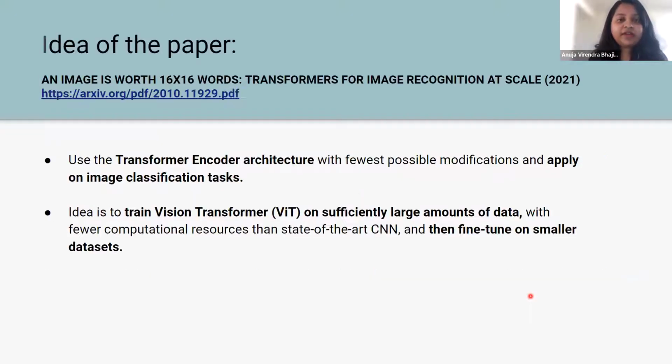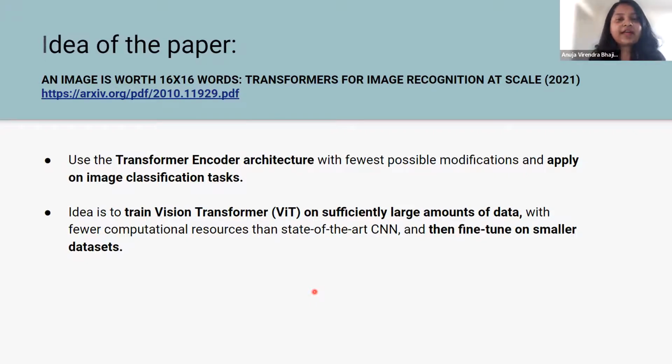With this motive in mind, the researchers at Google tried to use the transformer encoder architecture on image classification tasks, and all their findings and results have been published as part of this paper, which we will be presenting. So let's come to the main idea of this paper. The main idea is to train vision transformers on a sufficiently large data set and then fine-tune this pre-trained model on smaller data sets. Vision transformers not only attain excellent results compared to state-of-the-art CNNs by using the architecture of transformer encoder, but also require substantially fewer resources to train.